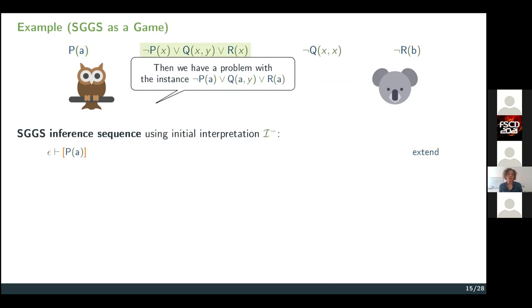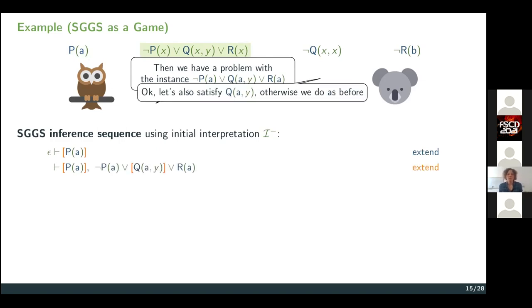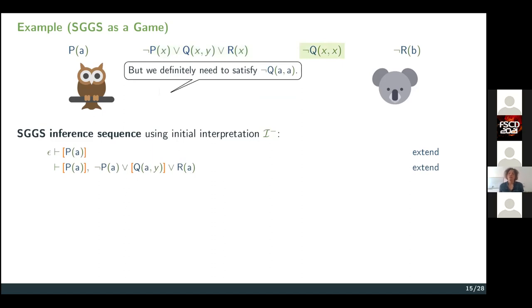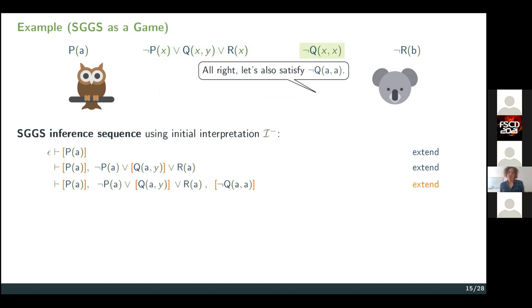At this point, however, the owl notices that if we make P of A true and everything else false, there is an instance of the second clause which is not satisfied, namely not P of A or Q of A, y, or R of A. Okay, so the response might be that, all right, then we also satisfy Q of A, y. And again, we remember this by putting the clause instance on the trail and selecting the literal that we want to make true. Now there is another problem, however, namely that if Q of A, y is true, then the third clause, or more precisely an instance, not Q of A, A, of it, is not satisfied. So we also satisfy not Q of A, A, we also add this literal on the trail.